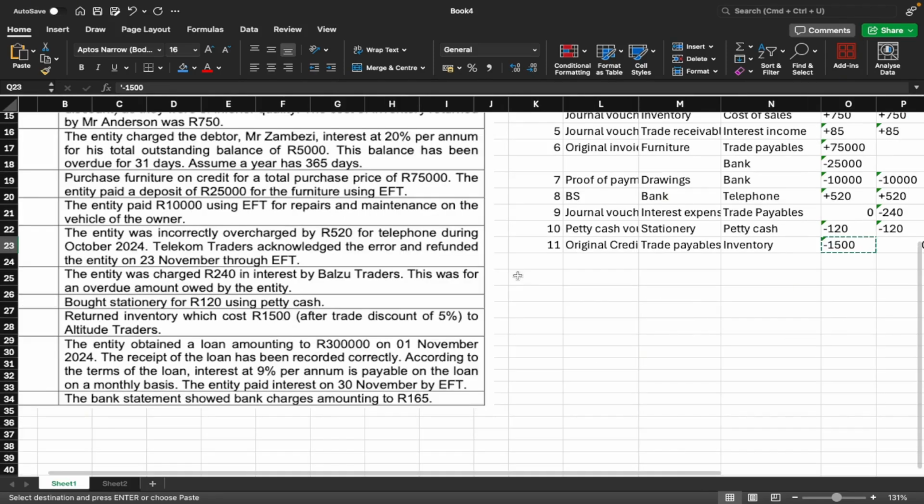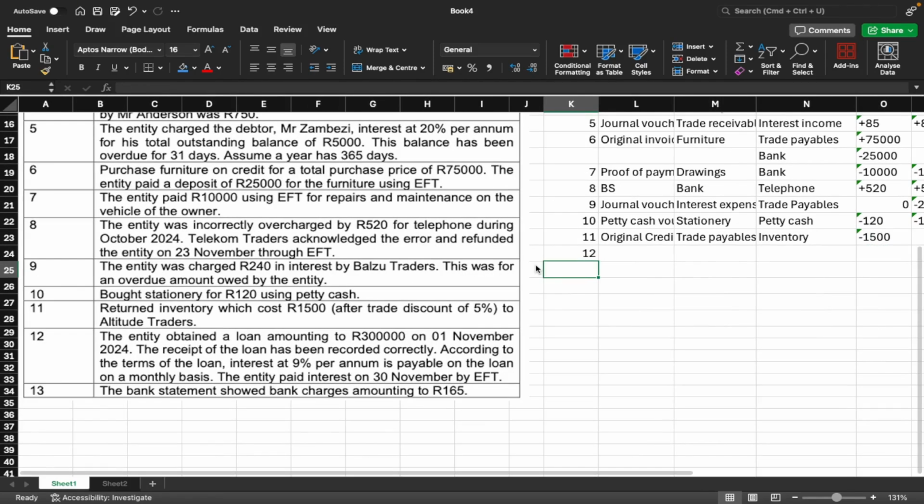Number 12, okay, second last one. The entity obtained a loan amounting to 300,000 rand on the 1st of November 2024. The receipt of the loan has been recorded correctly, so we don't have to do anything to record it or to do the journal entry because it's been recorded correctly. According to the terms of the loan, interest at 9% per annum is payable on the loan on a monthly basis. Okay, so we need to pay interest on a monthly basis.